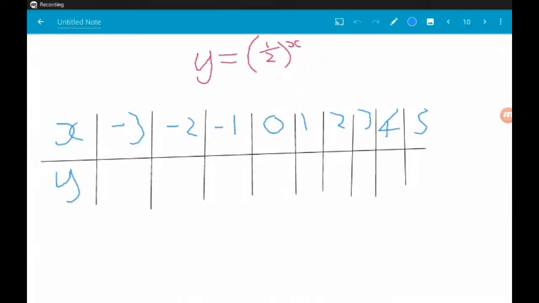Okay, now let's have a look at a value of a that is fractional, so it's between 0 and 1. So we're going for 1/2 to the power of x. Now when we have negative powers, they flip the fraction over. So 1/2 to the minus 3 is actually 8. 1/2 to the minus 2 is 4. 1/2 to the minus 1 is 2.